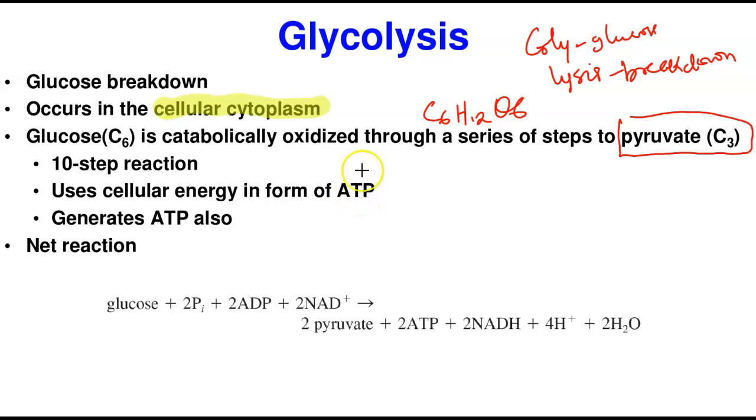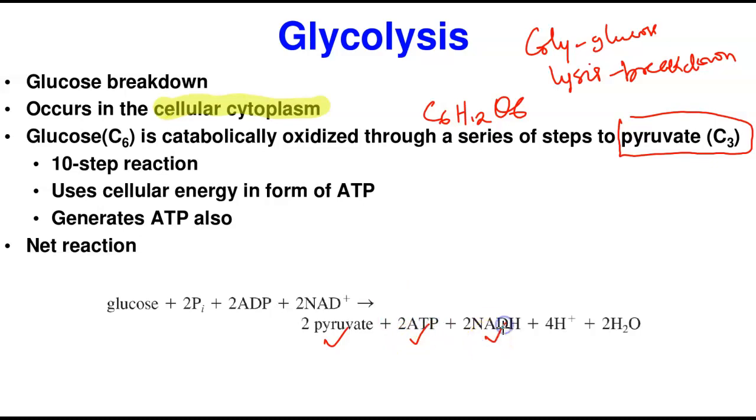Now, what happens? It uses ATP. There are 2 steps that use ATP, and it also generates ATP. So it actually uses 2 ATP, generates 4 ATP, so that at the end of the day, we have the net 2 ATP that is generated in glycolysis. Now, the net reaction of glycolysis is glucose plus 2 Pi plus 2 ADP plus 2 NAD. Now, what does it produce? In the net reaction, you have 2 moles of pyruvate. You have 2 moles of ATP produced because it uses 2 and produces 4.